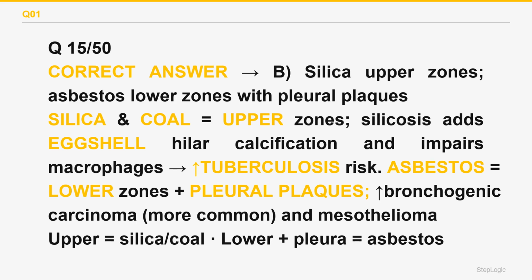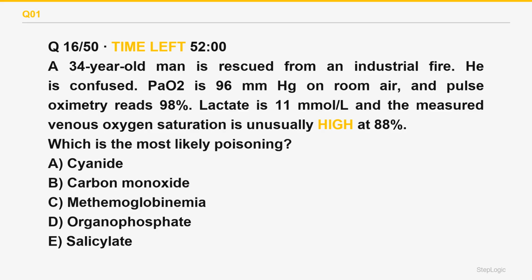One further pairing is frequently confused. In asbestos exposure, bronchogenic carcinoma is a more common malignancy than mesothelioma, even though mesothelioma is the more specific association, and smoking multiplies that lung cancer risk dramatically. If you see lower zone fibrosis with pleural plaques, think asbestos, and remember lung cancer outnumbers mesothelioma. Which is the most likely poisoning?